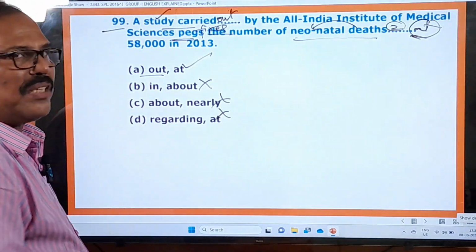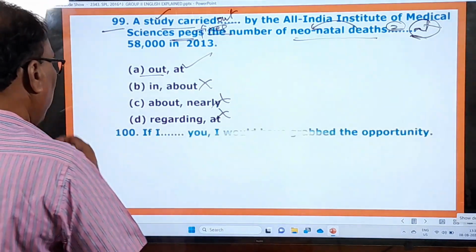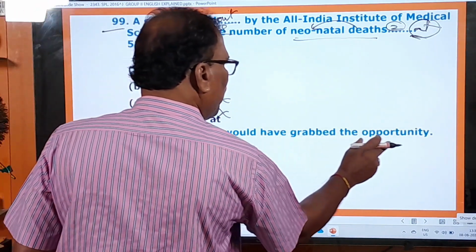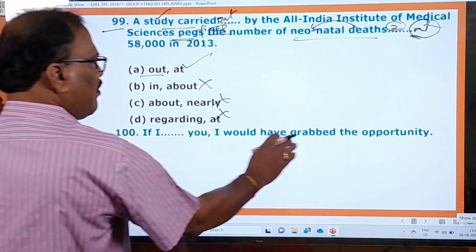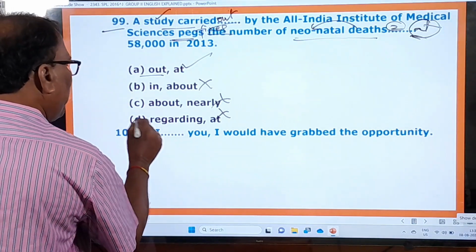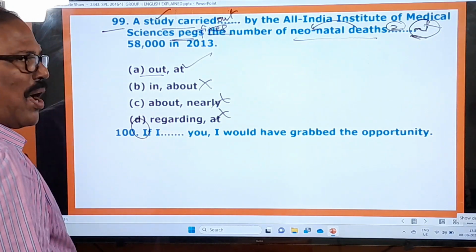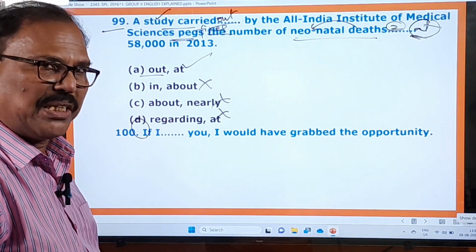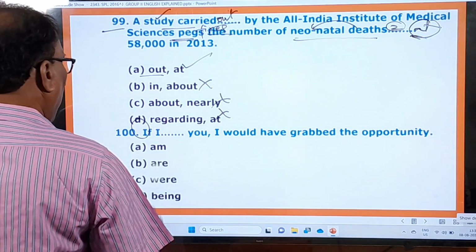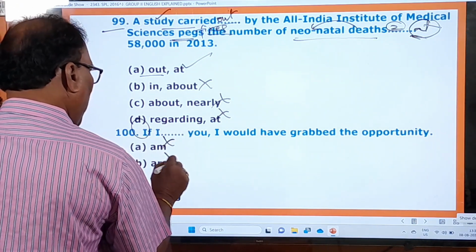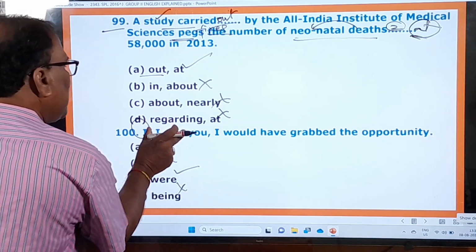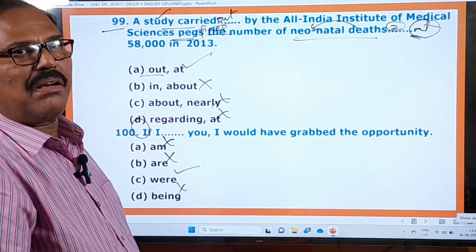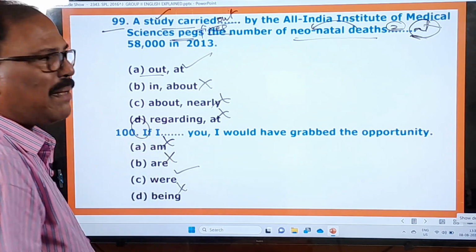And now you go to the next one, the 100th one. If I dash you, I would have grabbed the opportunity. So here, if I dash you is given, I would have dropped. So here an if sentence is there, an if clause is given, and let us see which option is used in that. Let us see that. If I am you, no. If I am, or so this, I am. So here were is used because this is a subjunctive case sentence. The sentence is in the subjunctive case.